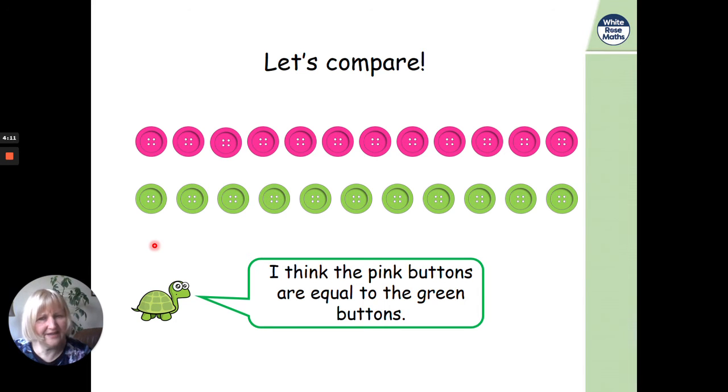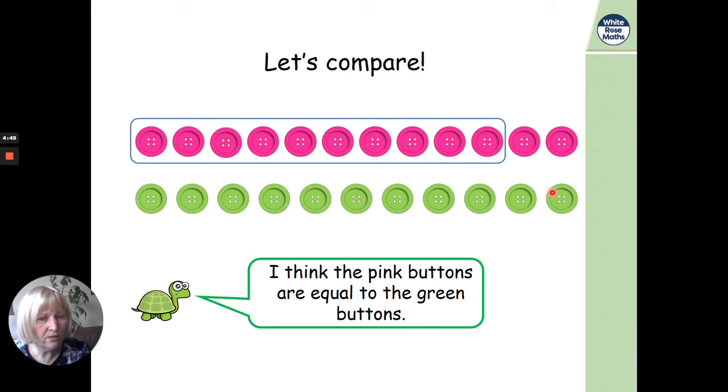Okay, let's have a think. I'm going to count them because it looks like they're both the same length of buttons, but we've got to be careful. Let's count the pink ones first. 1, 2, 3, 4, 5, 6, 7, 8, 9, 10, 11, 12. Let's count the green. 1, 2, 3, 4, 5, 6, 7, 8, 9, 10, 11.